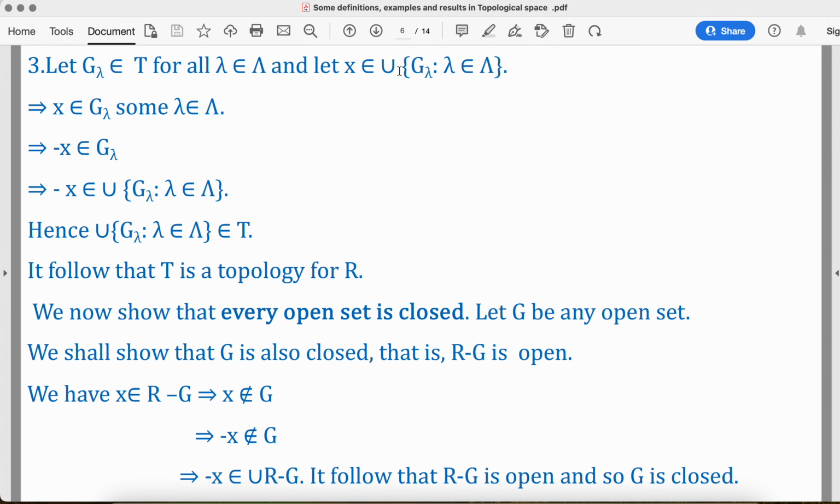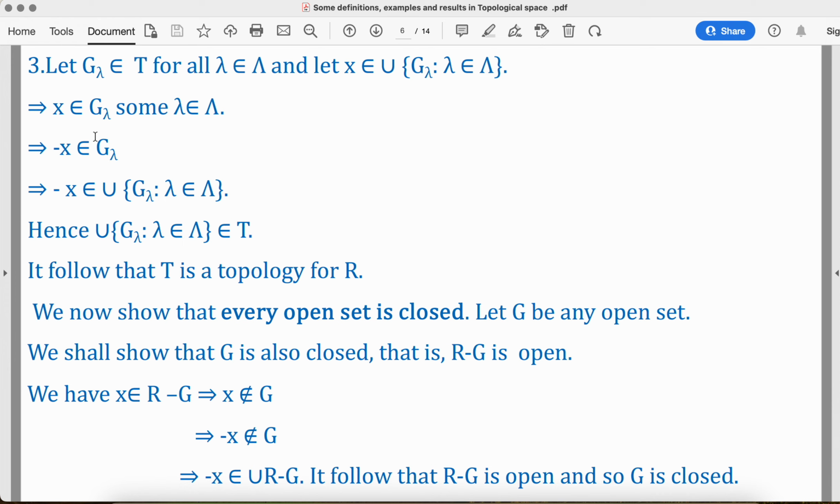Because X belongs to the union of these G lambdas, where lambda is in some indexing set, it means X belongs to G lambda for at least some lambda belonging to the indexing set. And by our assumption, it means minus X also belongs to G lambda. And this implies minus X belongs to the union of G lambda, where lambda belongs to some indexing set. This is by our assumption.